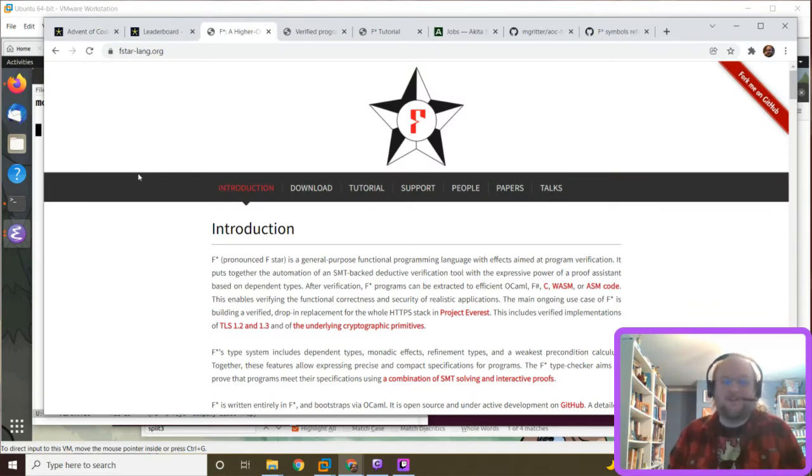The language I'm using is called F star. It's a research language out of Microsoft Research. It's a functional programming language, but it supports imperative models as well. And most importantly, it supports reasoning about programming, reasoning about effects. So you can prove things about your program by encoding them as types. It's got a very general type system and an effect system that lets you do that.